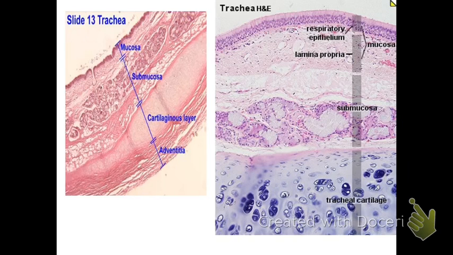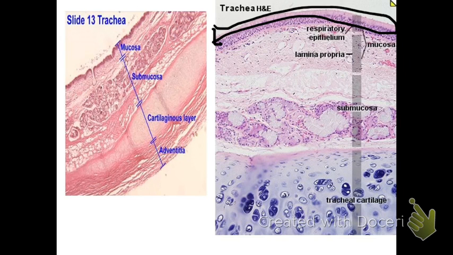Here are just some slides of the mucosa and the cilia in the trachea. So you can see just in this very small portion up through here, you have the cilia resting on top of the epithelium and the mucosa, with the layers of cells within the trachea.